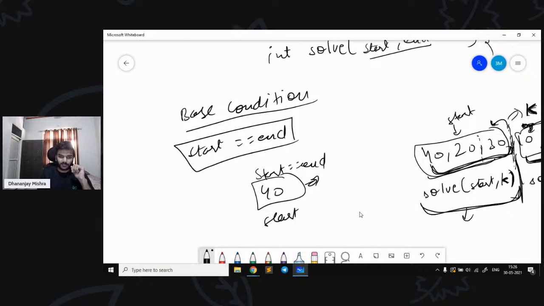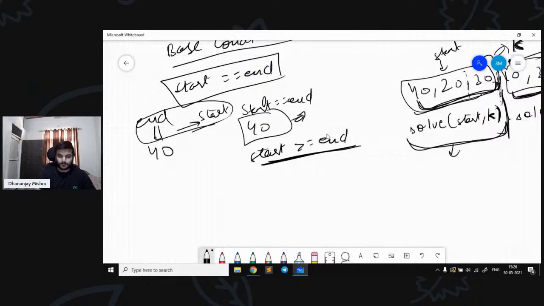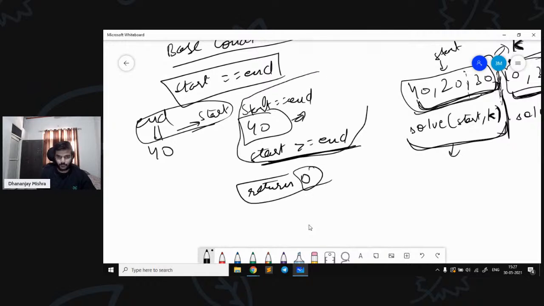Similarly, if my start reaches greater than or equal to end, that means if I have 40 and my end is pointing here, then my start is pointing somewhere here, greater than end. It is also not logical. So these two are our base conditions, and once we reach the base condition, we will return 0. Why 0? Because in these base conditions we will not be able to form any matrix, and if you're not able to form any matrix, there is no cost of multiplication. That's why we return 0.